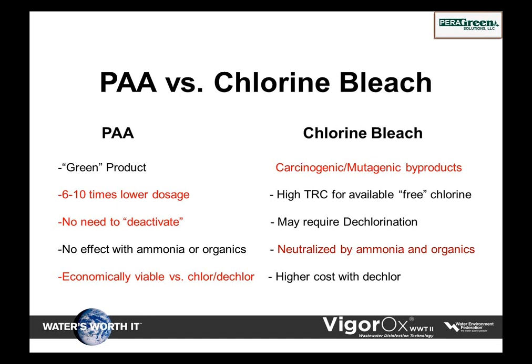As compared to chlorine bleach, where there are carcinogenic, mutagenic byproducts. You can go to 6 times lower dosage, which means lower volumes, lower pump sizes, lower storage containers. With chlorine bleach, you may have to have high residual chlorine for available free chlorine, which does the killing. This means that instead of a 5,000-gallon tank, you need a 100,000-gallon tank to store chlorine bleach. There's no need to deactivate. Again, the studies we've shown show that within 15 seconds, you cannot detect the product in the discharge stream.